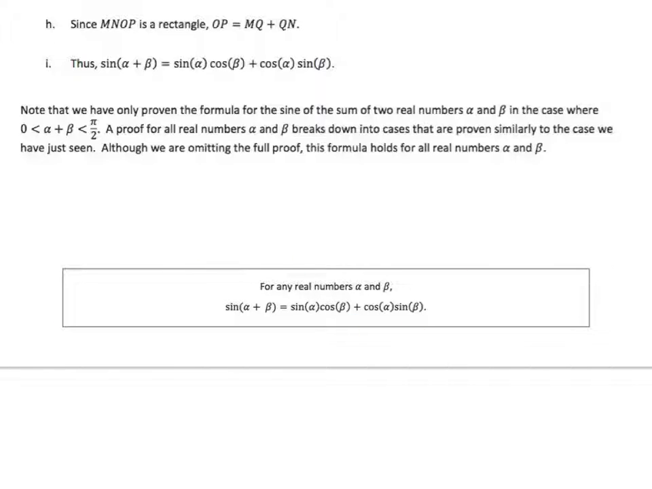Note that we've only proven the formula for the sine of the sum of two real numbers, alpha and beta, in the case where they are between 0 and 90 degrees. A proof for all real numbers alpha and beta breaks down into cases that are proven similarly to the case we've just seen. Although we're omitting the full proof, this formula holds for all real numbers alpha and beta. They just did between 0 and 90 degrees.